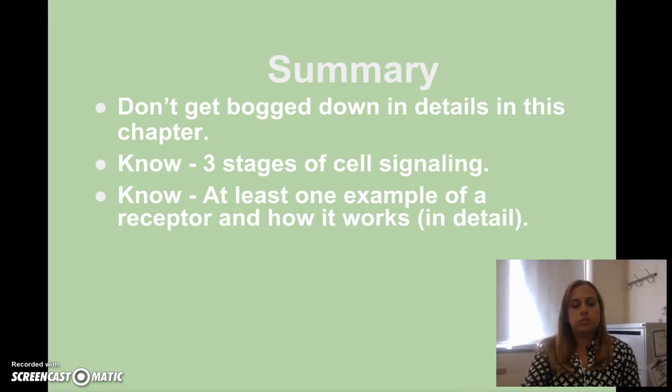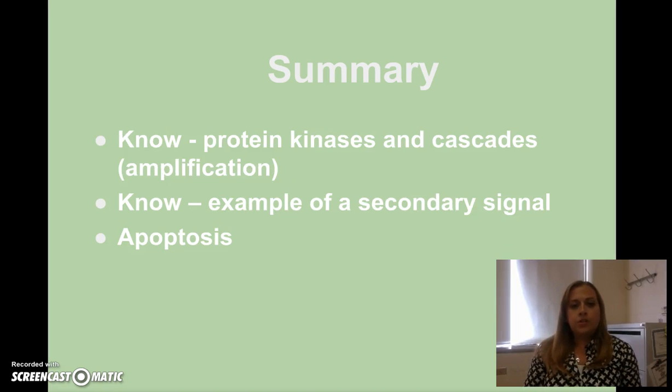So the summary for this chapter: don't get bogged down in the details. You do need to know the 3 stages of cell signaling, and you need to pick one receptor and know in detail how it works. So pick your favorite, and get to know it really well. You need to know about the protein kinases and how they are activated. You need to know about cascades and amplification. You should know one example of a secondary signal molecule. Again, get to know it well.